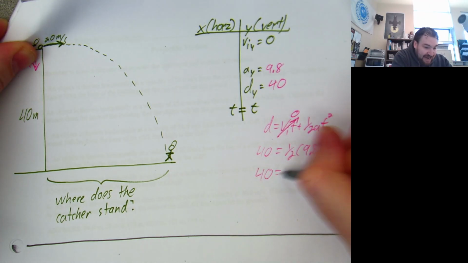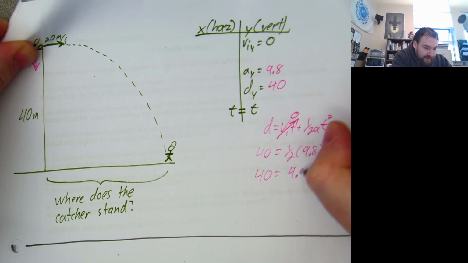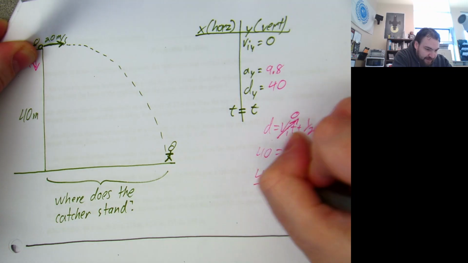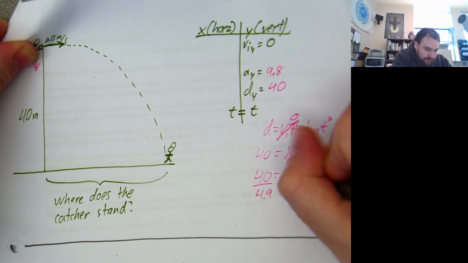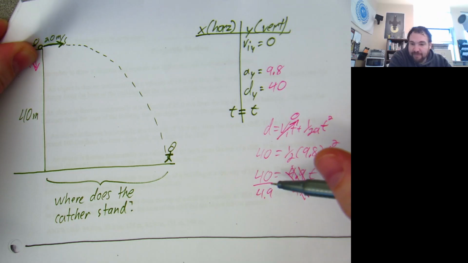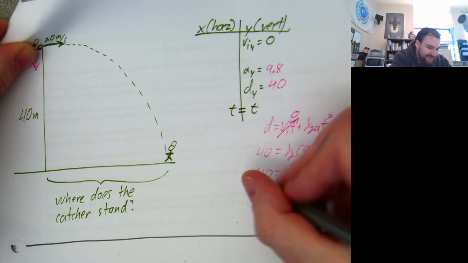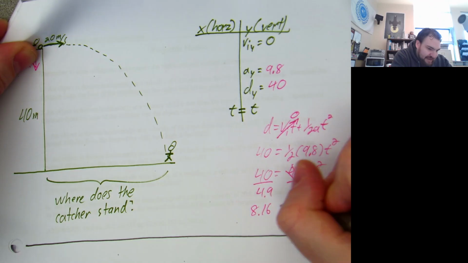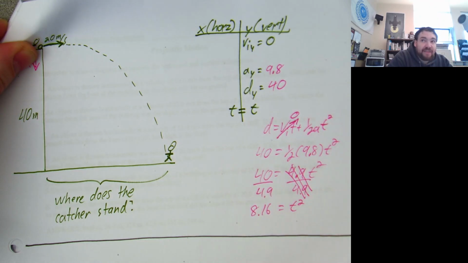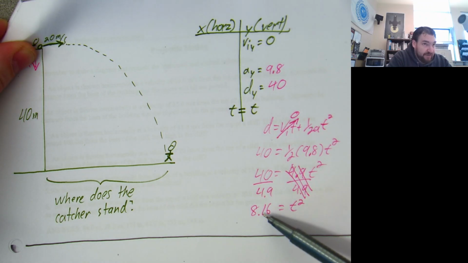We're going to get 40 equals half times 9.8, which is 4.9, times T squared. I'm going to divide by 4.9. I'm going to get 40 divided by 4.9 is 8.16. That's going to be equal to T squared. And then the thing you want to not forget is to square root this value now to find T.